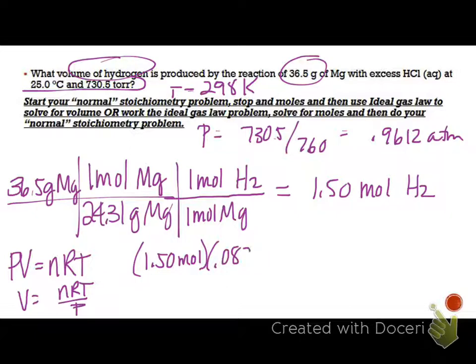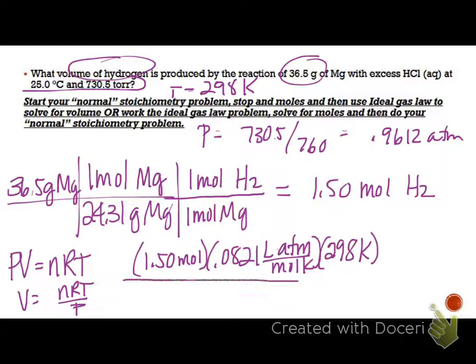our 0.0821 liters atmosphere over mole K, our 298, divided by our pressure, 0.9612 atm. So we throw all that into our handy dandy trusty calculator. And Adam tells us, Adam or Blake, because Blake gave us the last number.